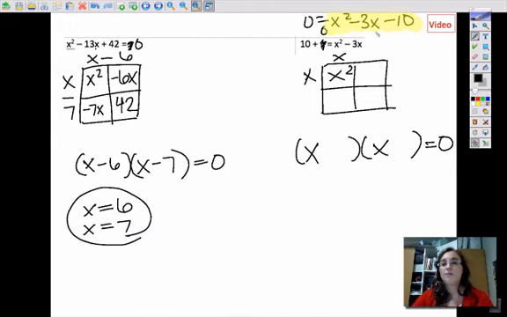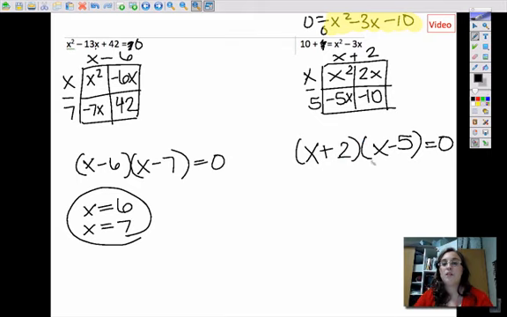Over here, I need to multiply to a negative. I know that automatically means I've got a plus and a minus in my factored form. I need to multiply to negative 10 and add to negative 3. I know that the difference needs to be negative 3 because one's positive and one's negative. So I know it's going to be 2 and 5. I know that 5 needs to be going with the subtraction because that'll give me more negative x's, because that'll give me negative 5 and positive 2, which means I'll have an overall negative 3x and then a negative 10 when I multiply it.